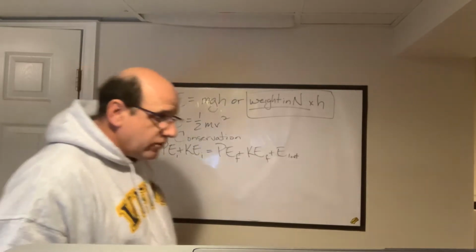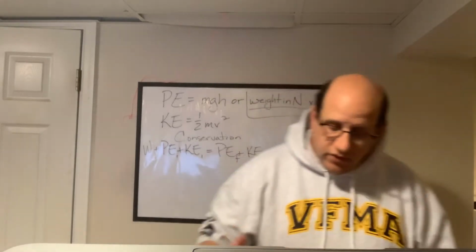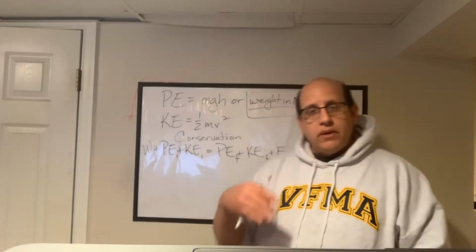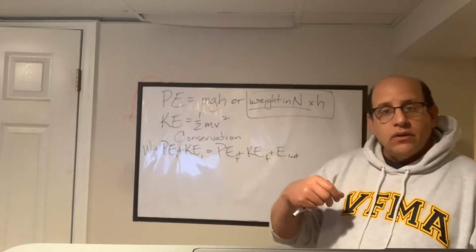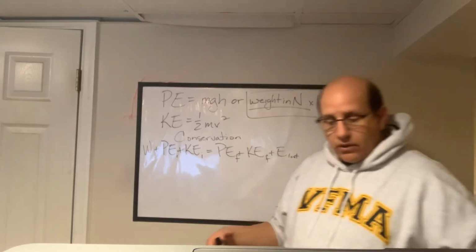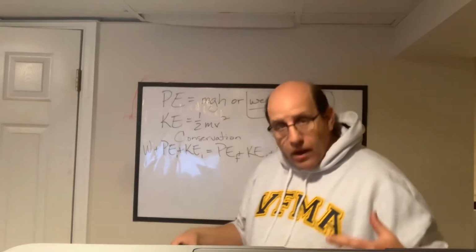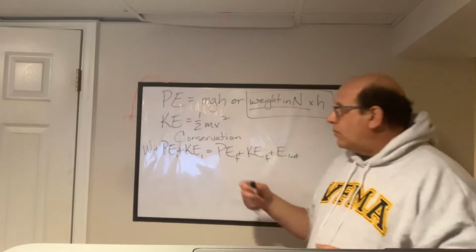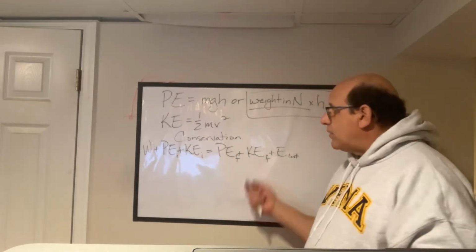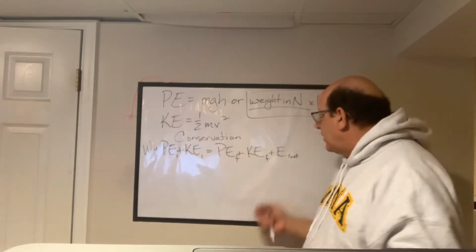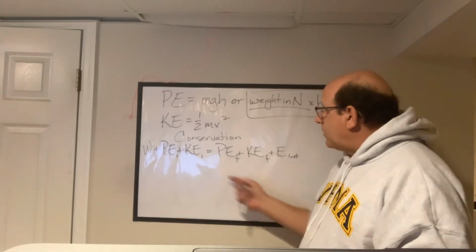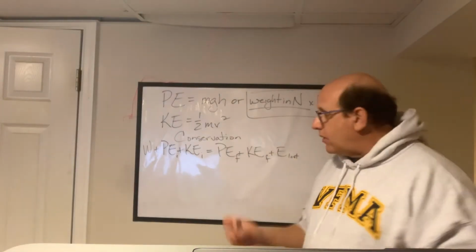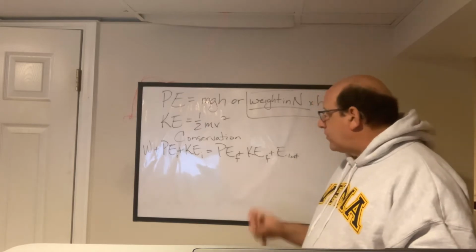And then we talk about conservation of energy. Conservation of energy states that no energy can be gained or destroyed within a closed system. So what you start with is what you end with. So the sum of all your energies in the beginning is equal to the sum of all your energies at the end. So you lose some energy due to friction.